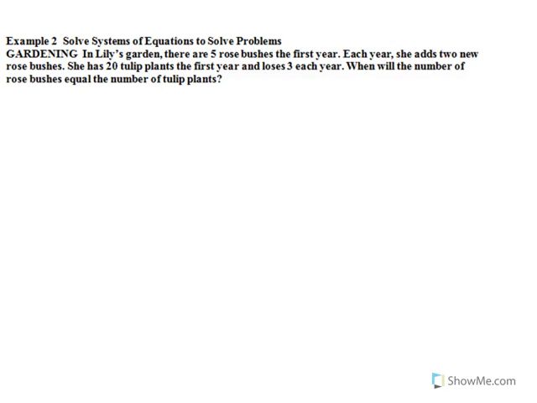In Lily's garden, there are 5 rose bushes the first year. Each year she adds 2 new rose bushes. She has 20 tulip plants the first year and loses 3 each year. When will the number of rose bushes equal the number of tulip plants? Since we have when right here, we want to know the year. And since here we have a function in terms of years, we know that year is going to be one of our variables.